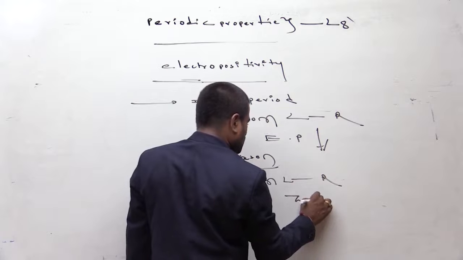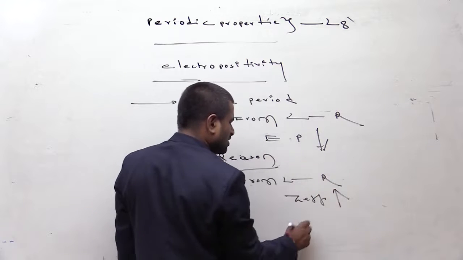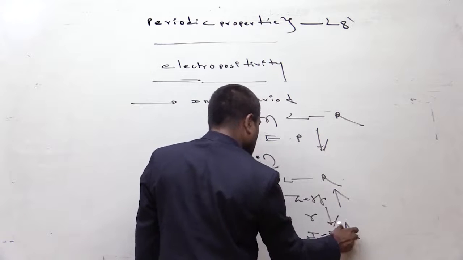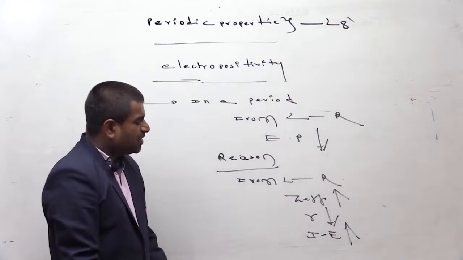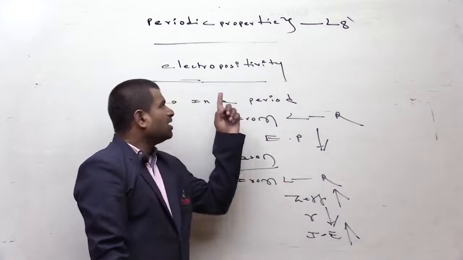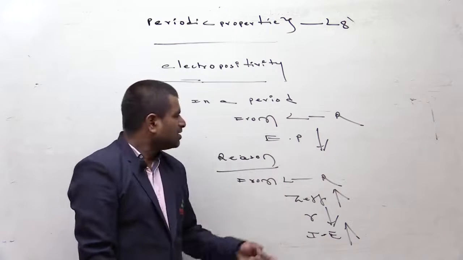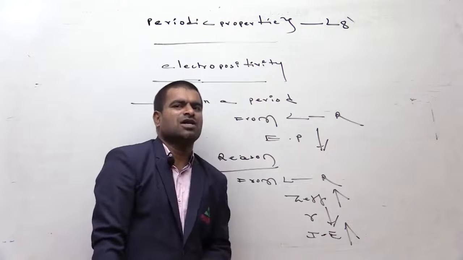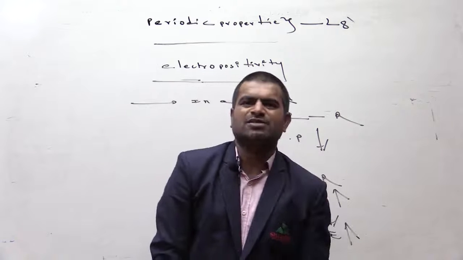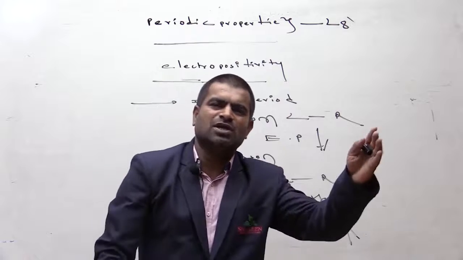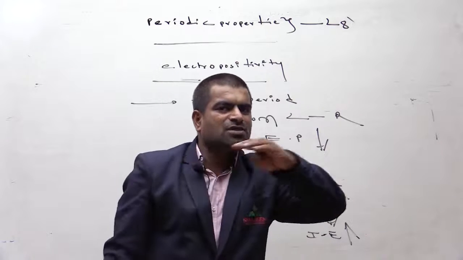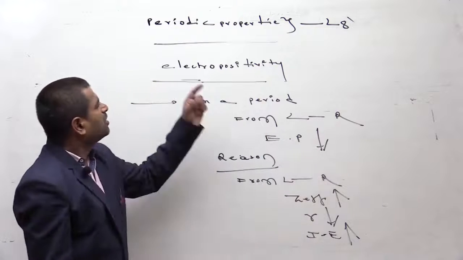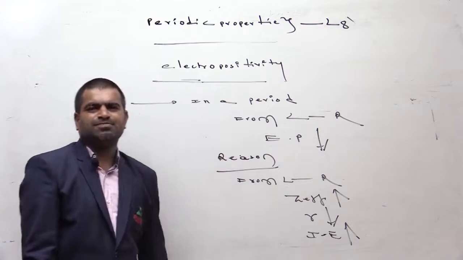From left to right, Z effective, the nuclear effect on the outermost electron, increases, atomic size decreases, ionization energy increases, and electron affinity also increases. The main important point is why electropositivity decreases from left to right in a period. The nuclear effect on the outermost electron is more, so the force of attraction between the nucleus and the outermost electron is more. That is why the outermost electron is not easily lost, therefore electropositivity decreases in a period from left to right.